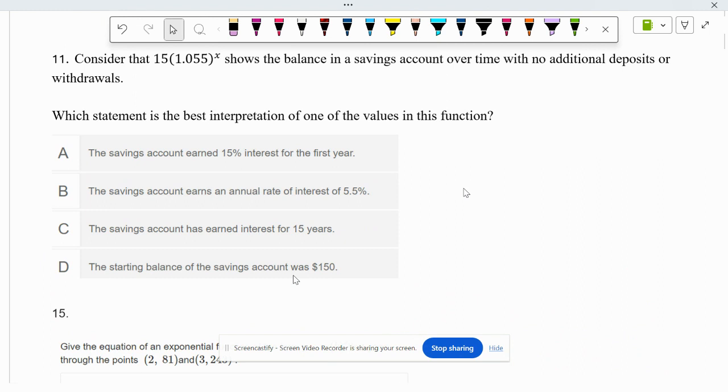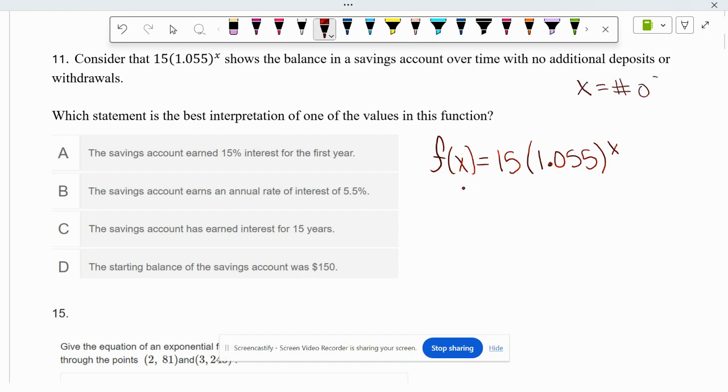1.055x shows the balance in a savings account over time with no additional deposits. Which statement is the best interpretation of one of the values in this function? So we're going to first of all pick apart the function. So let's just think of this as f of x equals 15 times 1.055 to the power of x. And we're going to say that x equals the number of years.